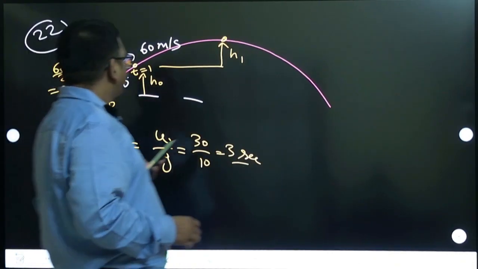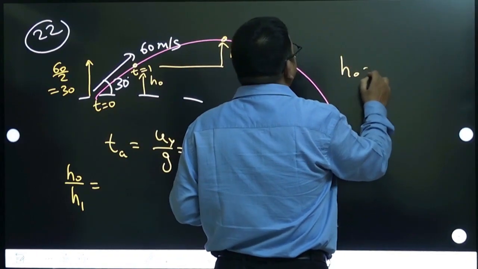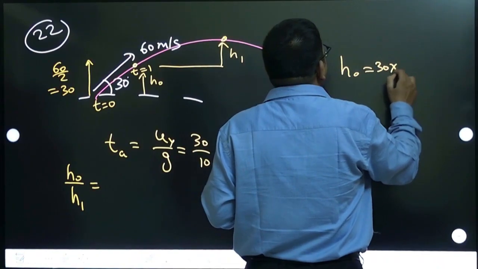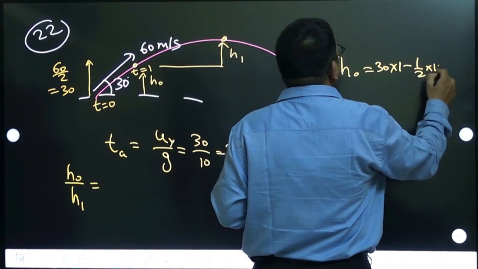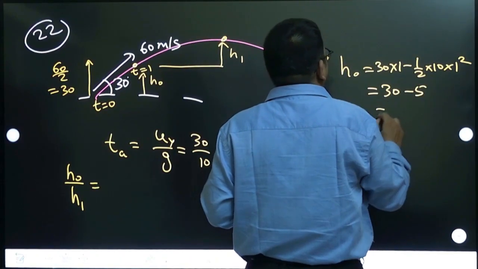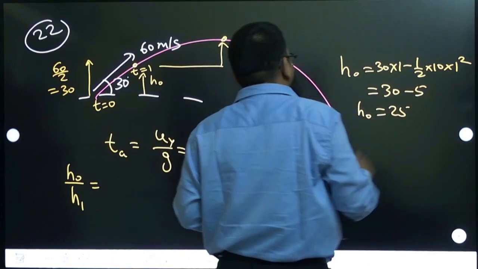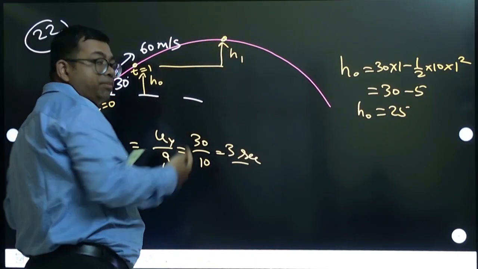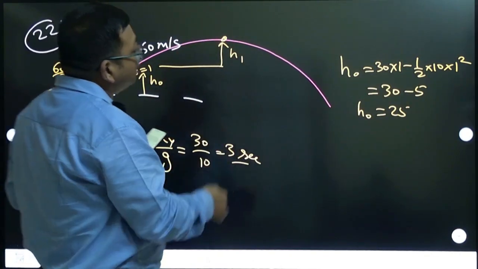First calculate h0. The vertical speed is how much? 30. So ut minus half g t square gives 25. Right. Now let us calculate h1. You can calculate upward or downward, the same thing will happen, but it is better to calculate downward.